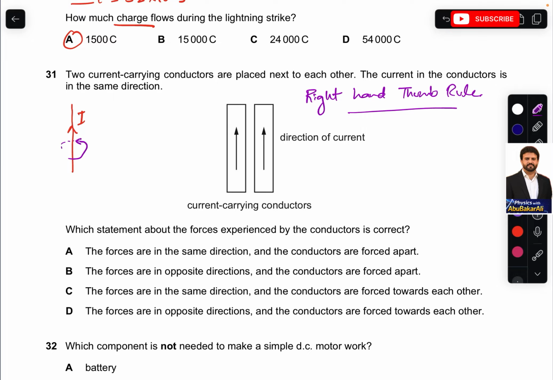So if you see, the magnetic field here will be like this. I'm showing the dotted line so it can show you it's moving from behind. And for the second one, it will also be like this.